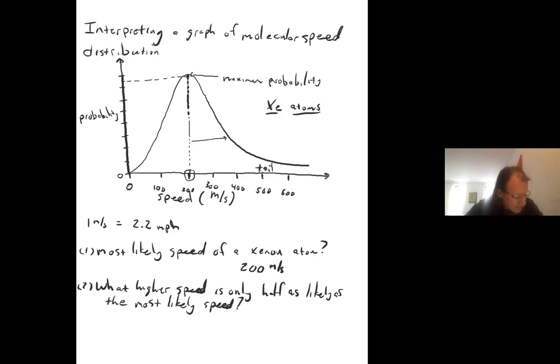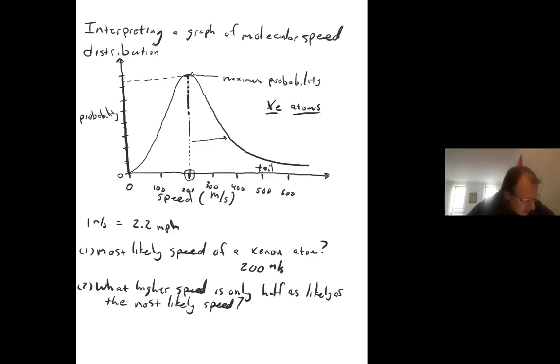So here's what I'm going to do. I'm going to count up how many boxes we have on the y-axis. 1, 2, 3, 4, 5, 6, 7. It looks like it's around 7.5, right? The peak is around 7.5 boxes high. So I'm just going to go half of that. Half of 7.5 is around 4, right? So I'm just going to go up to 4. 1, 2, 3, 4.